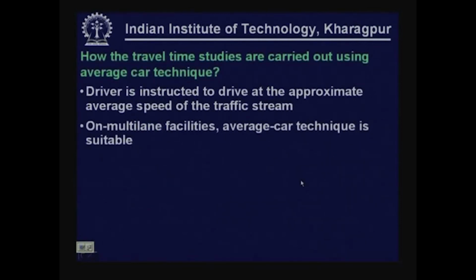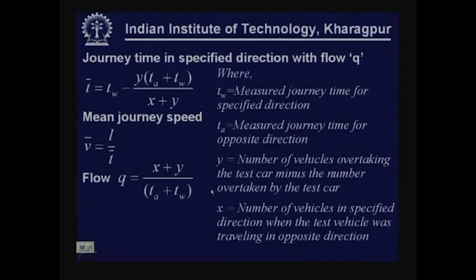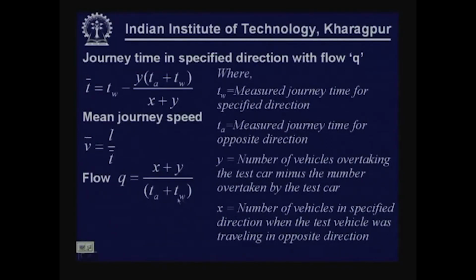How are travel time studies carried out using the average car technique? Remember that in the average car technique, the driver is instructed to drive at the approximate average speed of the traffic stream, and this is particularly suitable for multi-lane facilities where it is difficult to follow the floating car method. So, there the average car technique is more appropriate considering safety and convenience. Now, we record a number of data here: travel time in each direction separately. For each direction of travel, the number of overtaking vehicles, number of overtaken vehicles, and number of vehicles from the opposite direction are all recorded. Then appropriately they are adjusted to calculate the average speed or representative stream travel time, and once you calculate this T bar using appropriate corrections, you can calculate V and Q.